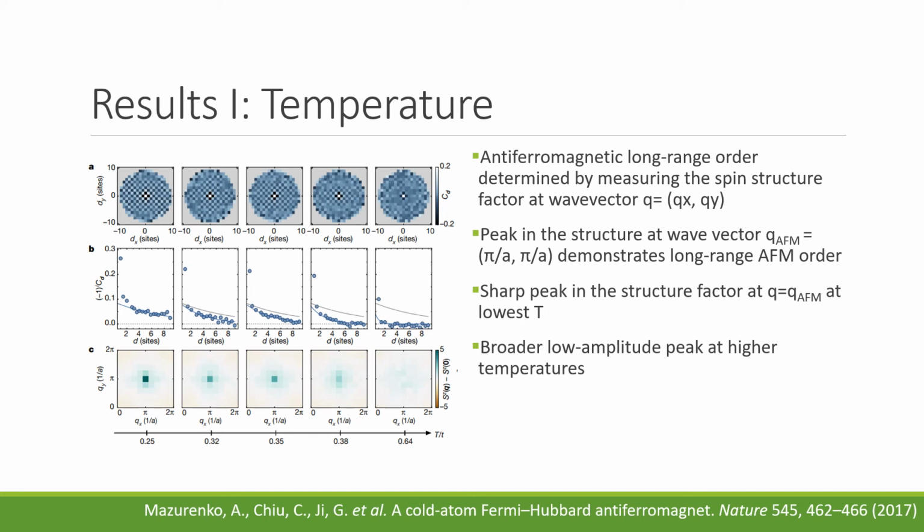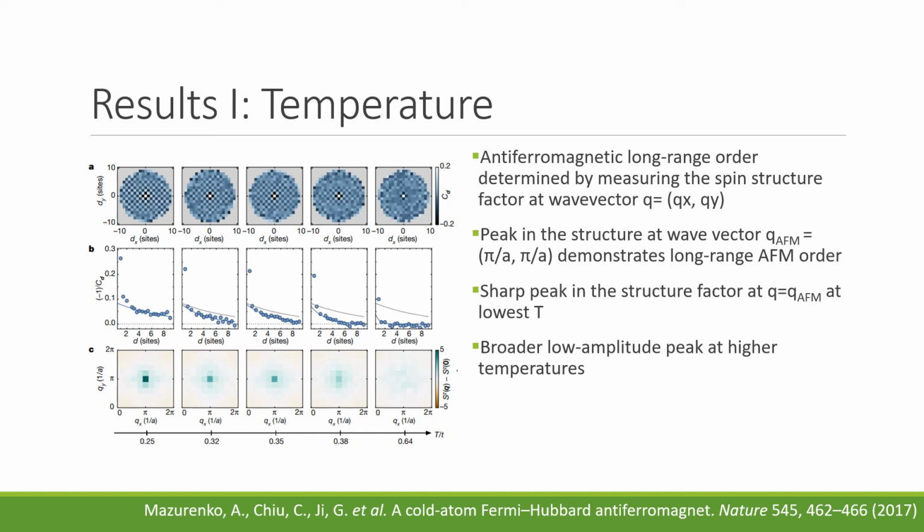For a 2D system, we find antiferromagnetic long-range order by measuring the spin structure factor at wave vector q equals qx, qy. In a square lattice, a peak in the structure at wave vector q equals pi over a demonstrates long-range antiferromagnetic order, which is why we call that QAFM. The amplitude of this peak is related to the staggered magnetization, which is the strength of the ordering, as we discussed earlier.